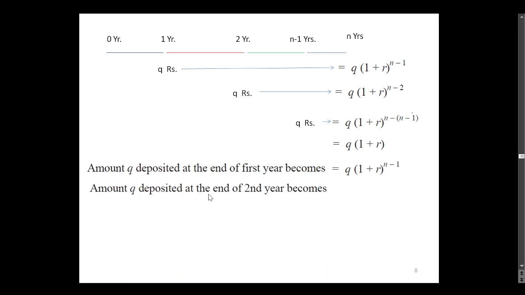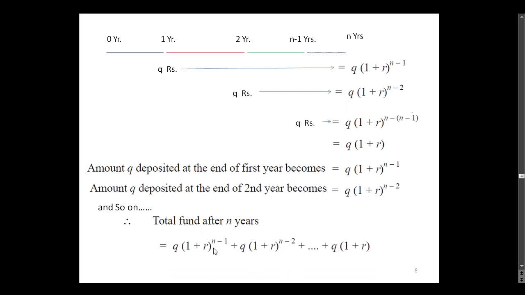Now the amount Q deposited at the end of second year, let us say the same amount Q is deposited at the end of second year, will become Q(1 plus R) raised to n minus 2, because for the first 2 years the interest will not be earned, and so on. Therefore, the total fund after n years is equal to this quantity.